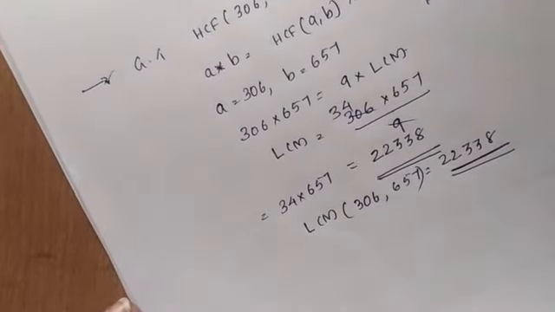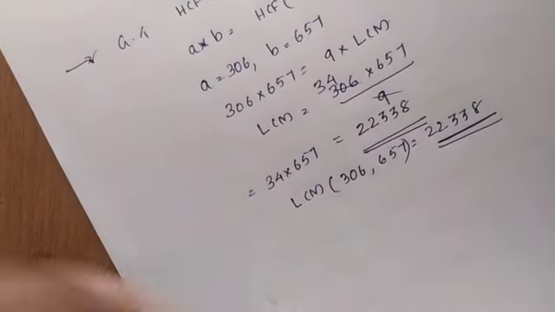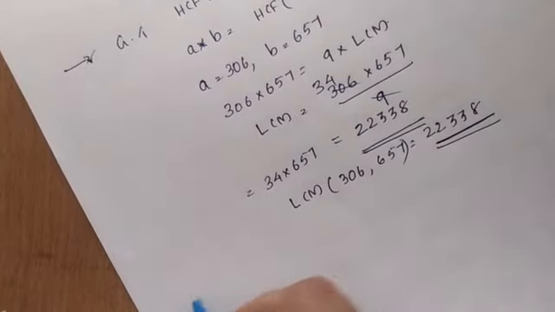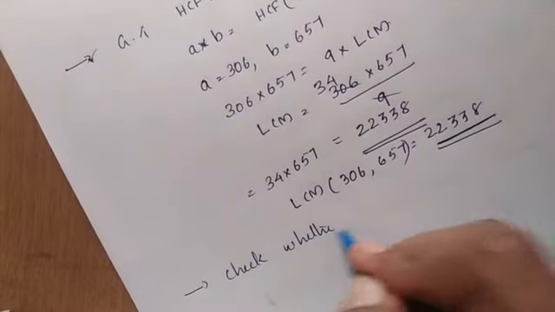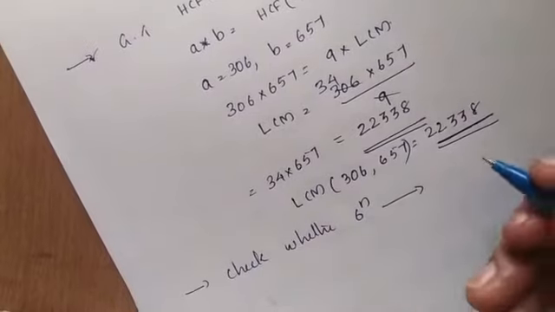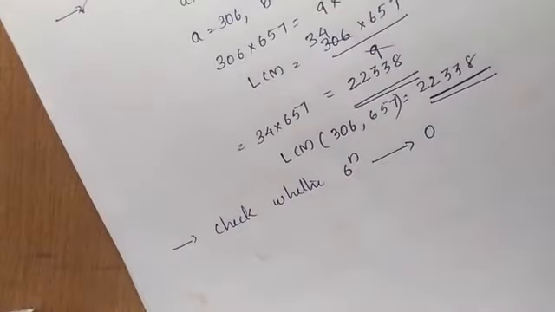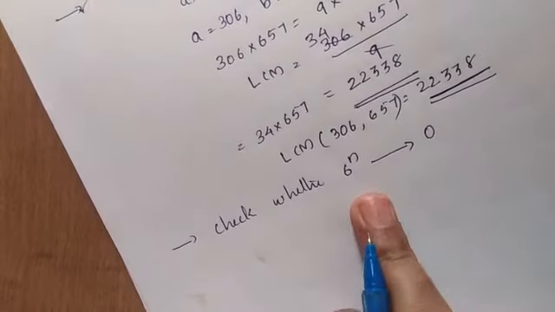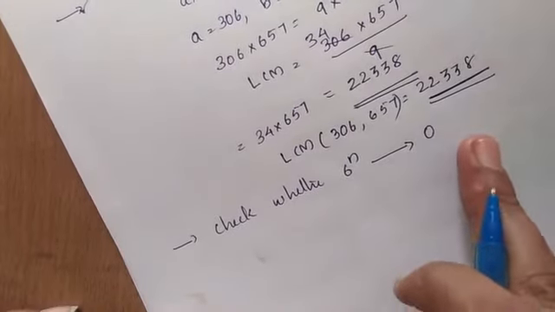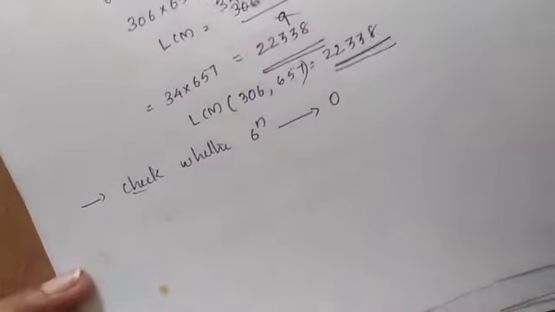And the next question is, check whether 6 raised to n can end with the digit 0. A similar question was discussed in the previous video also. In that case 4 raised to n was there. Here we have to check whether 6 raised to n can end with the digit 0 for any natural number n.